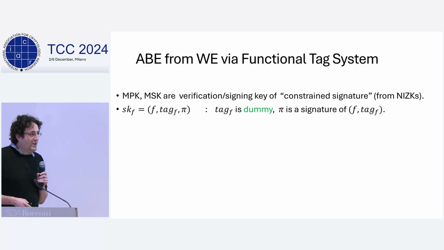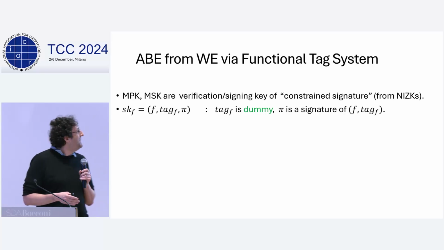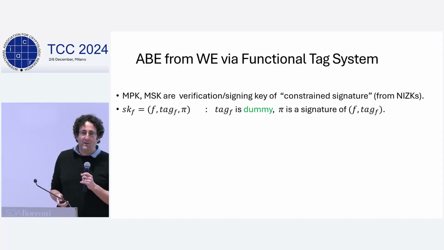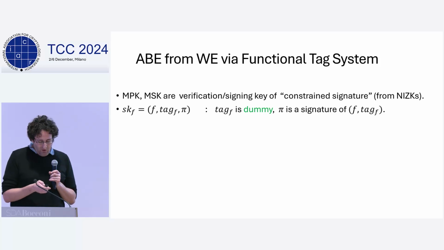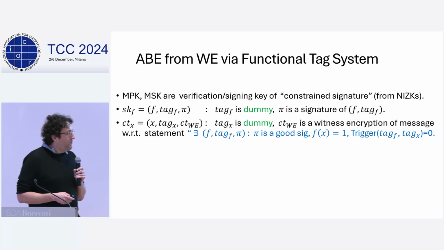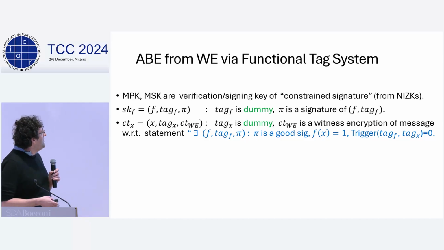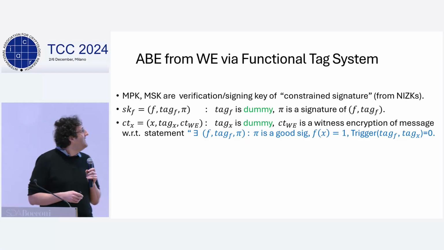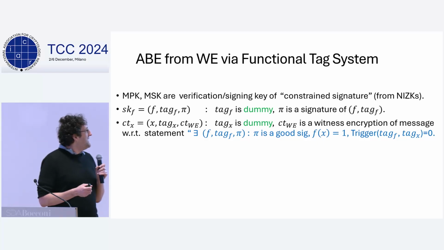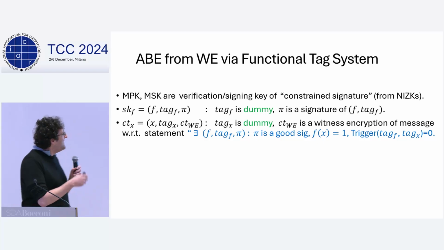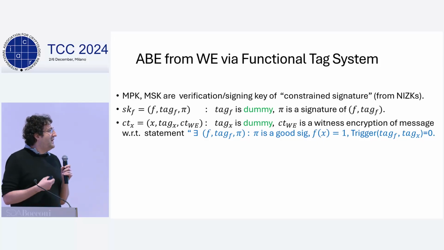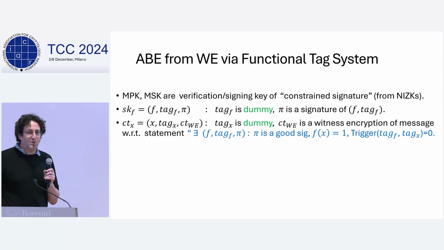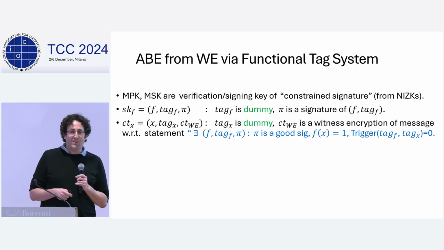And a secret key for function f is just going to consist of the function f itself, a dummy tag for the function f, and a signature for the pair f comma tag of f, using this constraint signature scheme. And to create an encryption of some message m with respect to an attribute x, we're just going to give out the attribute x, a dummy tag for x, and a witness encryption of the message with respect to a statement that says that there exists some function f along with a tag of f and a signature pi, such that pi is a good signature of the pair f comma tag of f, f of x is equal to 1, and the tags don't trigger.